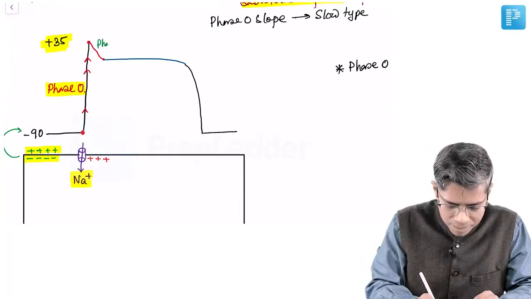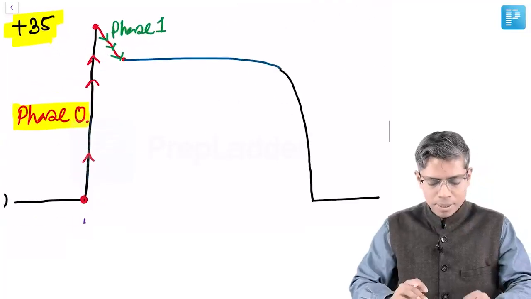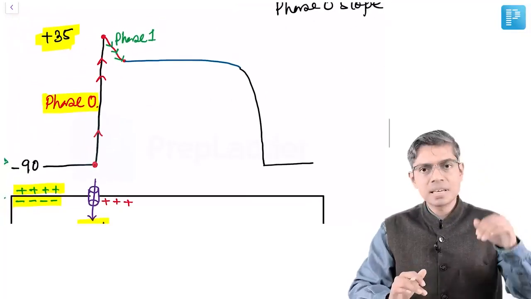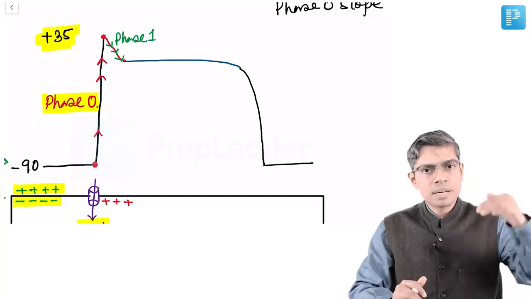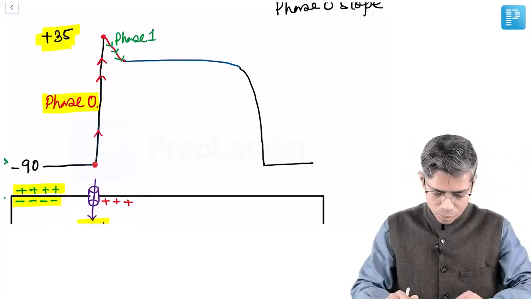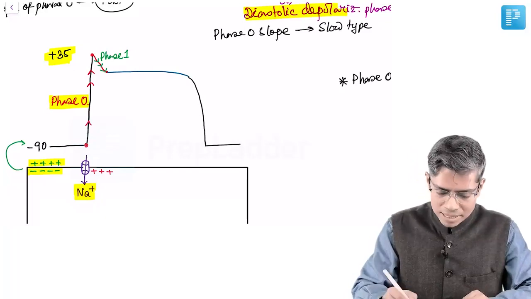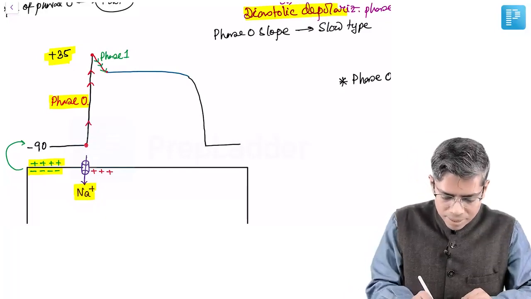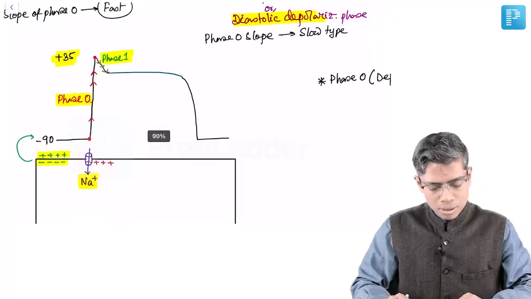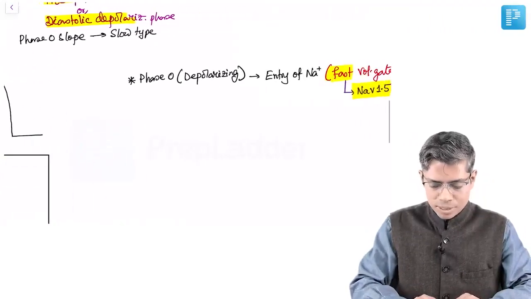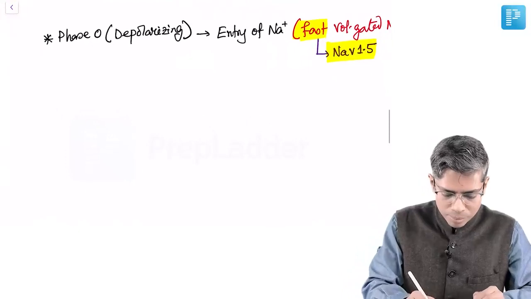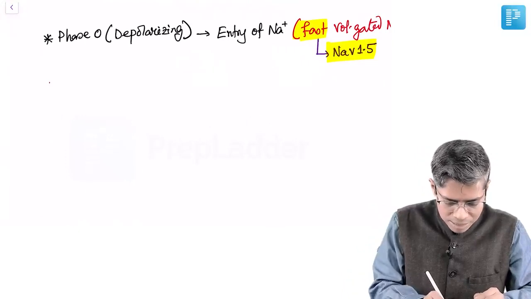This part is phase number 1, where the membrane voltage is returning towards the RMP, but it is not a complete return. It is partially returning towards the RMP. Whenever the membrane voltage comes back towards the RMP, that is known as repolarization. But in phase number 1, I can easily find out that the repolarization is not complete, right? That's why this phase number 1 is known as initial rapid repolarization.